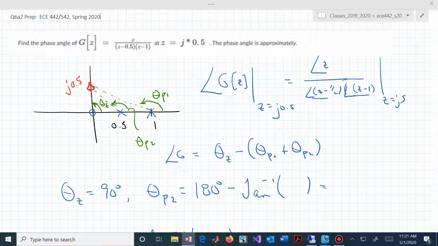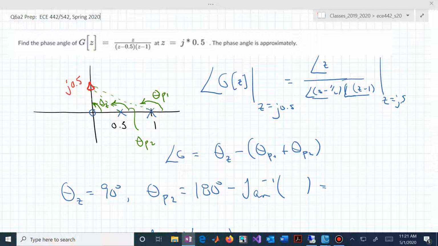For example, here you're asked for the phase angle of this transfer function g of z. That could have been g of z, c of z, it could be any transfer function. Now you're trying to find at this point in the complex z-plane, which is j 1/2, so we're going up the imaginary axis a distance of 1/2. We want to know what's the angle of that entire transfer function g of z. But you can think about that angle in terms of the different factors that contribute to that angle.